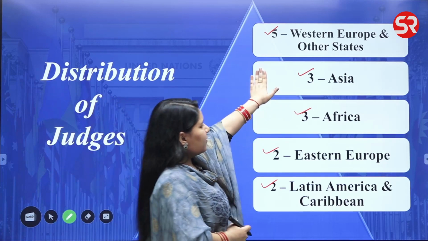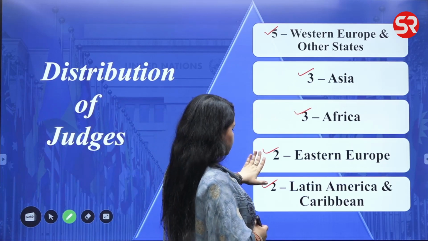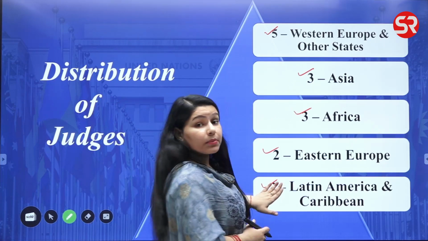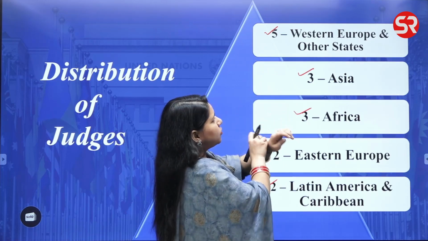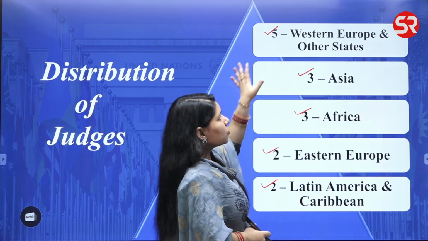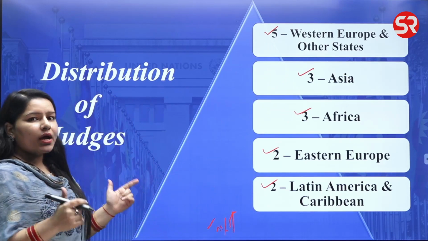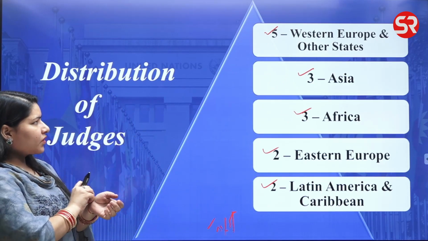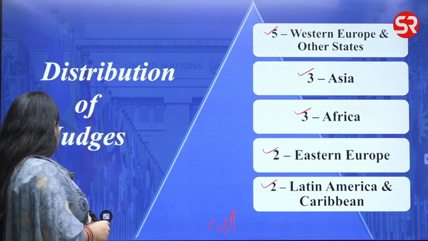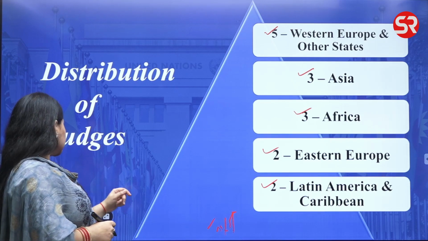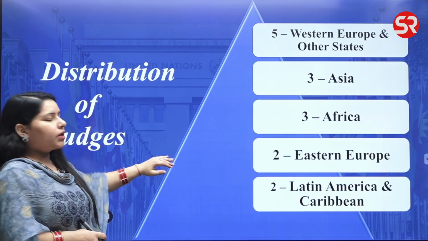So 3 judges will be from Africa, 3 from Asia, 2 from Eastern Europe, 2 from Latin America and the Caribbean region. And who has the maximum number of seats reserved? Western Europe and other states. For them, the total number of seats reserved is 5. So 5 judges will be from Western Europe and other states. Do remember this from your exam perspective, how many seats are allocated to a particular region.